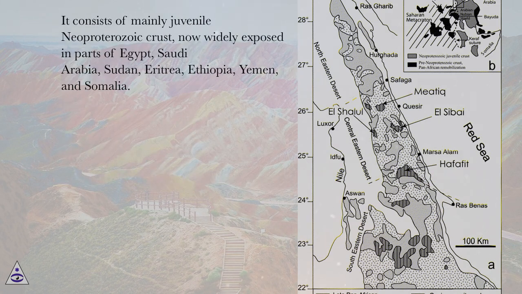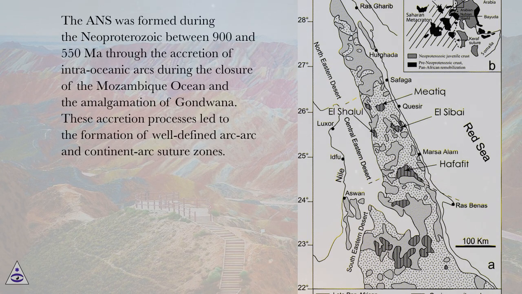It consists of mainly juvenile Neoproterozoic crust, now widely exposed in parts of Egypt, Saudi Arabia, Sudan, Eritrea, Ethiopia, Yemen, and Somalia. The ANS was formed during the Neoproterozoic between 900 and 550 Ma through the accretion of intra-oceanic arcs during the closure of the Mozambique Ocean and the amalgamation of Gondwana.